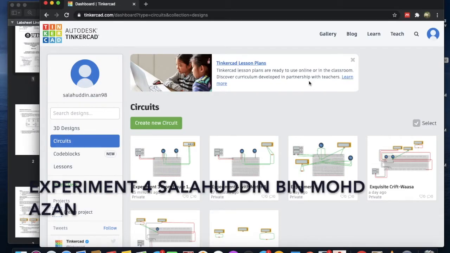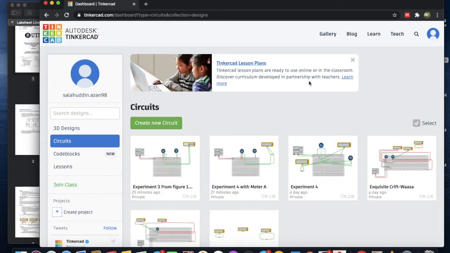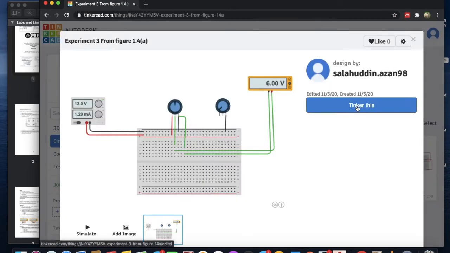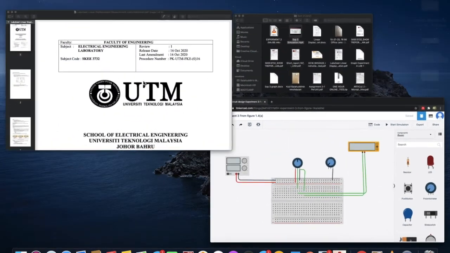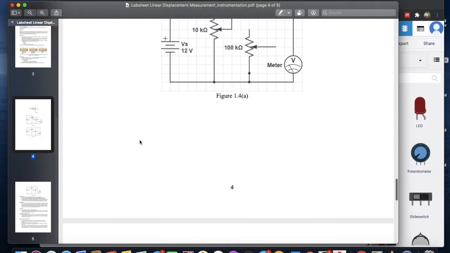My name is Salahuddin bin Muhammad Azan. Today I am going to show a demonstration for experiment 4 for lab linear displacement measurement. Okay, first of all, I'm going to show experiment 3. From experiment 3, this is the circuit of figure 1.4a. We could see here this one.